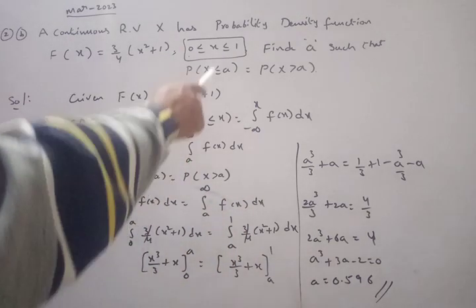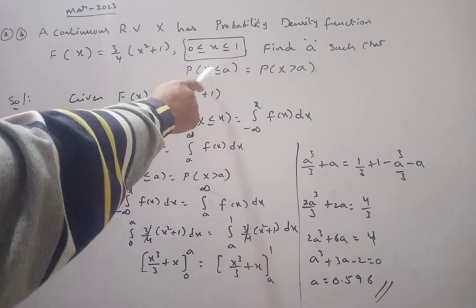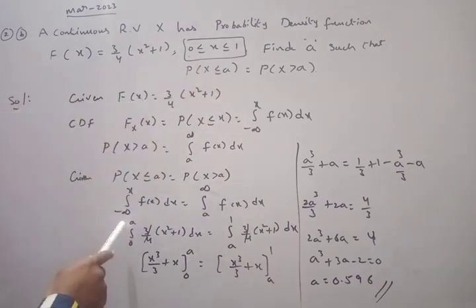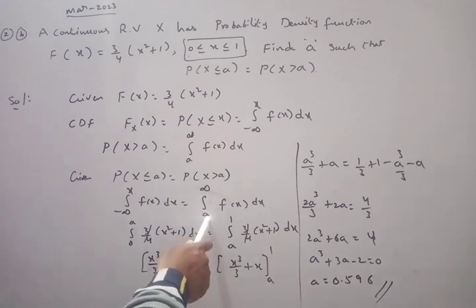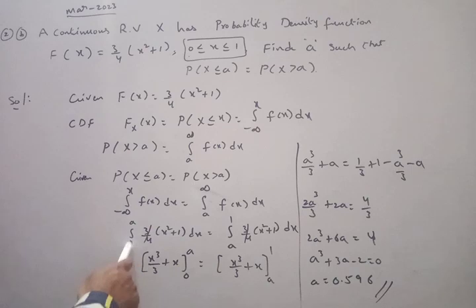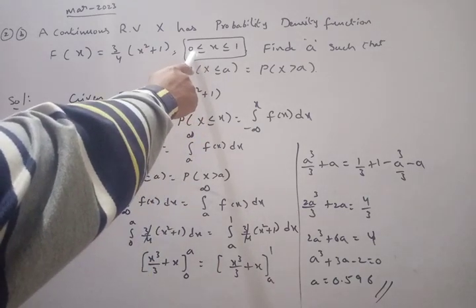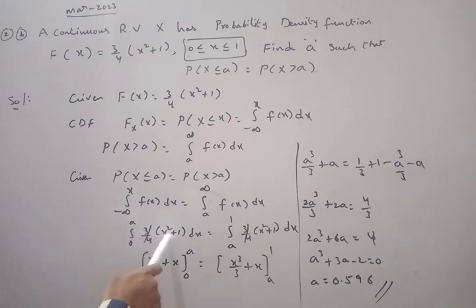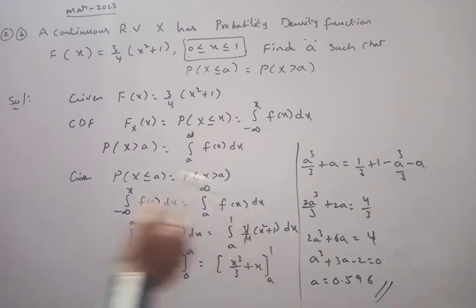So x is in between 0 to 1. Here, in place of x, we have a. So substitute a in place of x. Already it is the integral from a to infinity of f of x dx. So 0 to a, since x is starting from 0: the integral from 0 to a of 3 by 4 x square plus 1 dx, and the integral from a to 1 of 3 by 4 x square plus 1 dx.